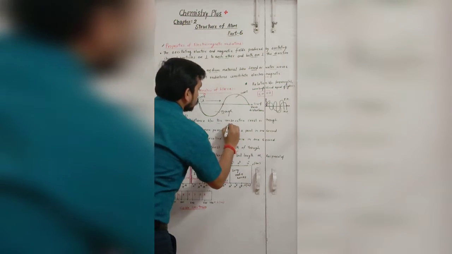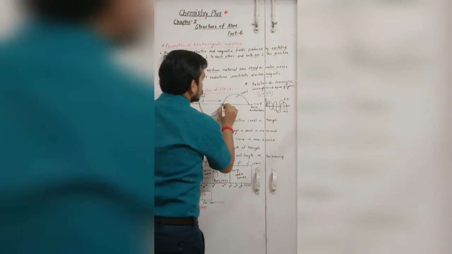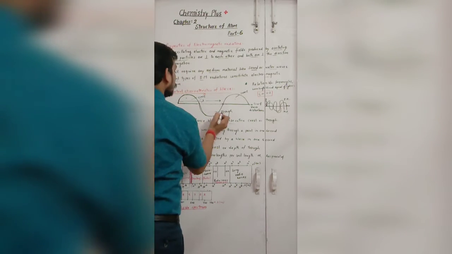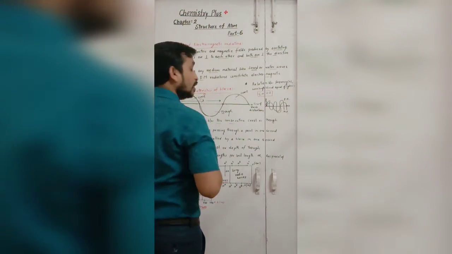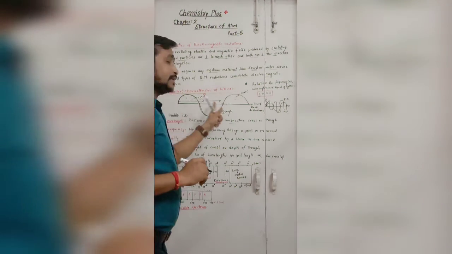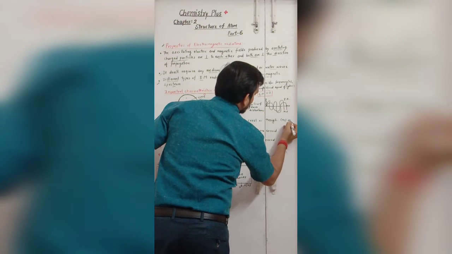The wavelength is defined as the distance between two consecutive crests or two consecutive troughs. This is a crest and this is a crest, so the distance between these two consecutive crests is called the wavelength, or the distance between one crest and one trough. This is the wavelength, written as lambda. As you know, this is simply a distance, so the SI unit of wavelength is meter.